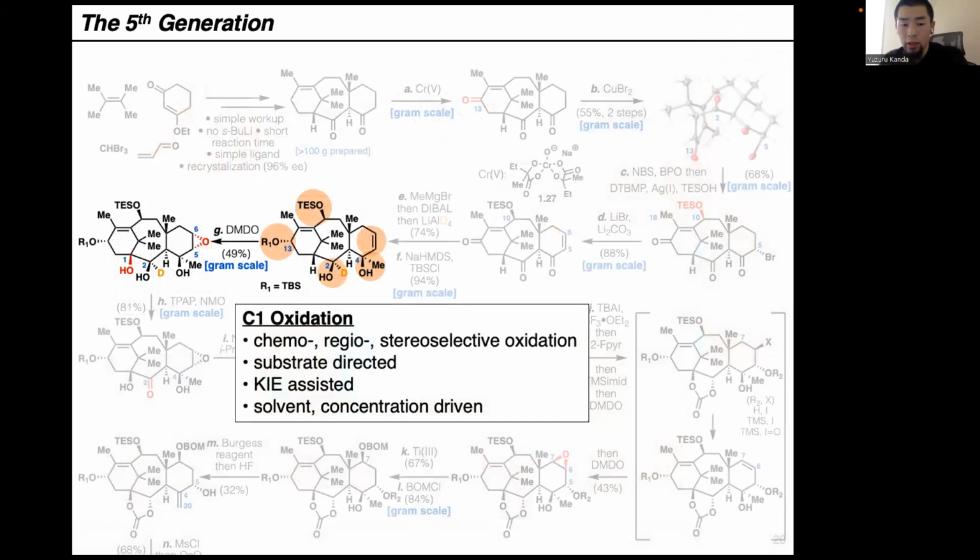So in summary, we could achieve C1 oxidation in an extremely high chemo-, regio-, and stereospecific fashion. And we could take advantage of all the functional groups in the substrate and maximize the material throughput and shorten the synthesis by avoiding unnecessary protecting group manipulations. Kinetic isotope effect and the choice of solvents and concentration significantly increased the reaction yield and made this whole synthesis possible.